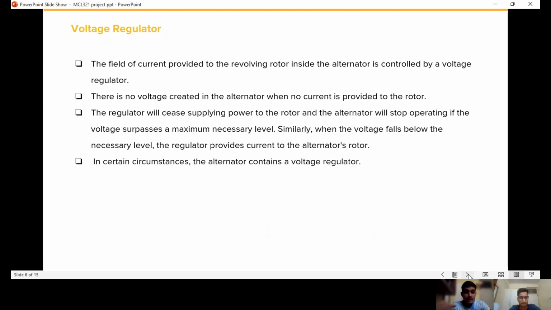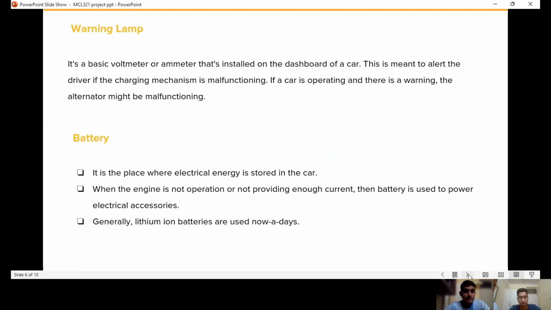Basically, a voltage regulator is a system designed to automatically maintain constant voltage. There is no voltage created in an alternator when no current is provided to the rotor. So the regulator will cease supplying power to the rotor, and the alternator will stop operating, if the voltage surpasses the maximum necessary level. Simply, when the voltage falls below the necessary level, the regulator provides current to the alternator rotor. In certain circumstances, the alternator contains a voltage regulator.